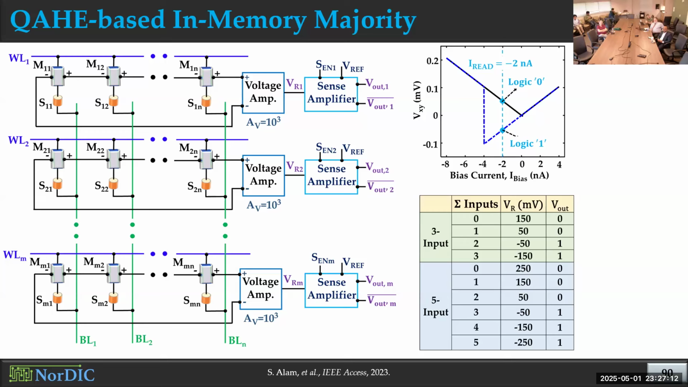So when you perform the majority operation, we don't need to change anything in the memory system. We can use the same simple voltage comparator to perform the majority logic operation. And when we scale to a larger number of inputs, like 5 input, you see we have the same trend. For more logic zeros, we have positive voltage, and for more logic ones, we have negative voltage. So for any number of majority operations, we will be able to use the same memory system with a simple voltage comparator, and that will give us the majority result.